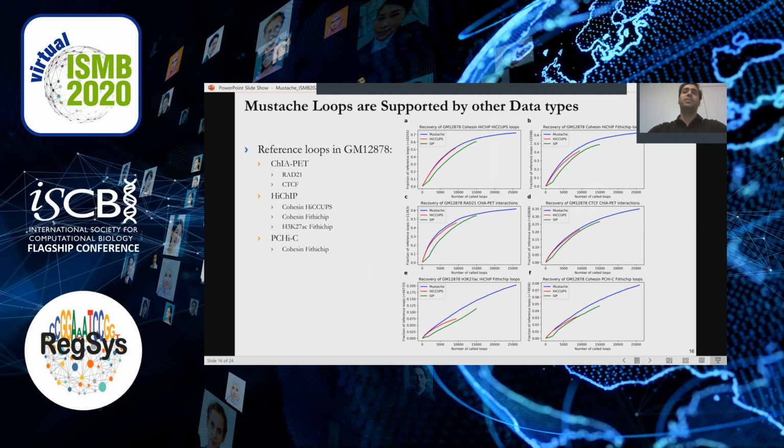So we did that for 6 different loop sets using these 3 data types. And the blue, which is Mustache, you can see is finding a better, larger percentage of the reference loops, and is outperforming the other 2 methods in all the 6 loop sets, reference sets. An interesting observation is that Mustache is recovering more HiChIP HiCCUPS loops than the HiCCUPS loops in Hi-C itself.